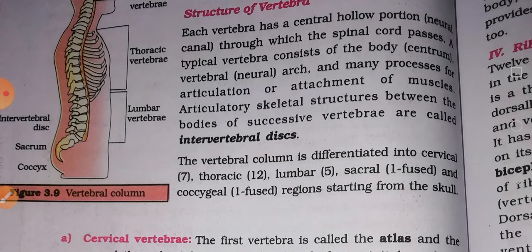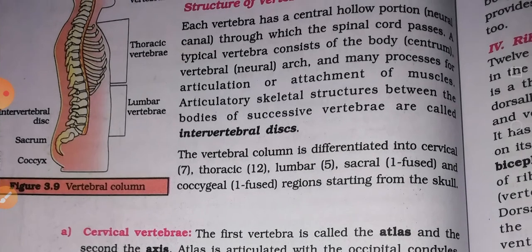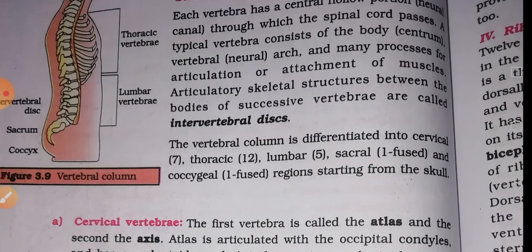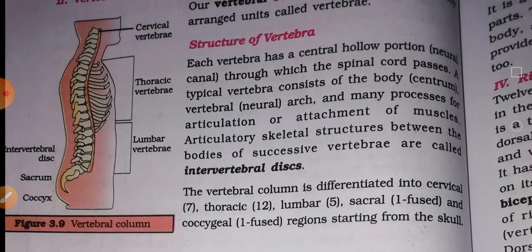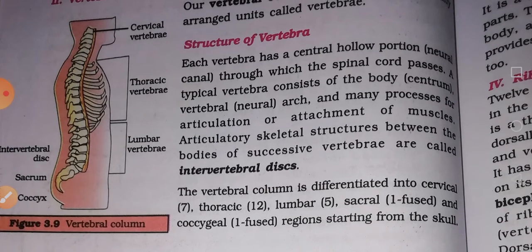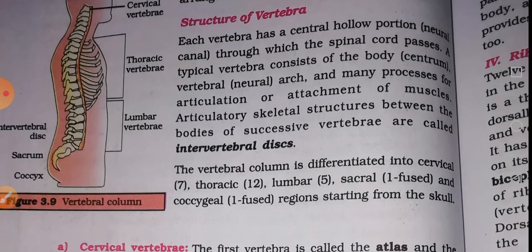So coccygeal. Overall, the vertebral column is differentiated in different regions: cervical 7, thoracic 12, lumbar 5, sacral 1 and coccygeal 1. The regions start from the skull. This is a very important question for everyone. We have to draw the vertebral column, and how many intervertebral discs there are, and how we can differentiate. By following this picture and drawing it, we can easily understand.